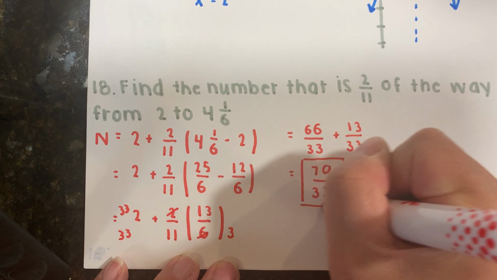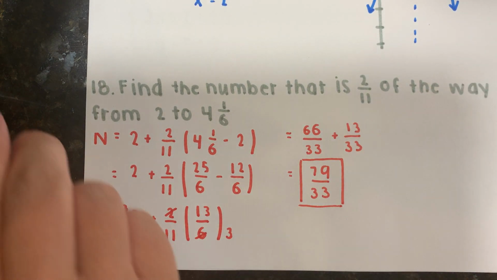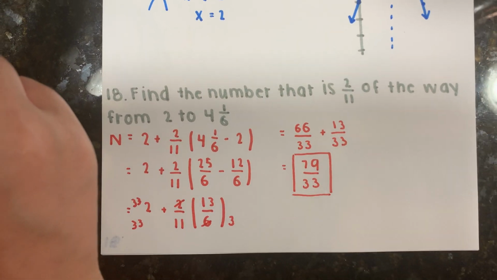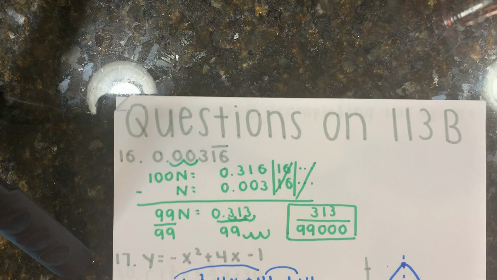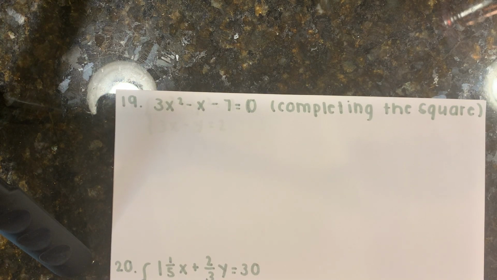And that's all you need to do for number 18. So sorry I had to squeeze that in there. My handwriting got a little small. I'll zoom back out. Now we'll look at the next problem, number 19. It says to solve by completing the square.